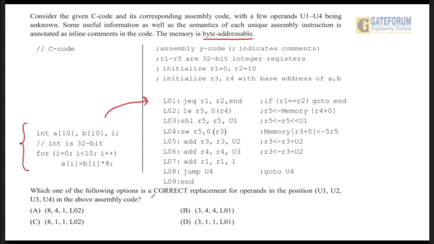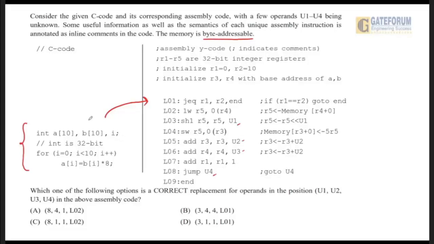Which one of the following options is a correct replacement for the operands in positions U1, U2, U3, U4? You can see U1 is used here, U2 is used here, U3 is used here, and U4 is used here. So at different places, different operands have been used, and you have to tell the value of these operands.